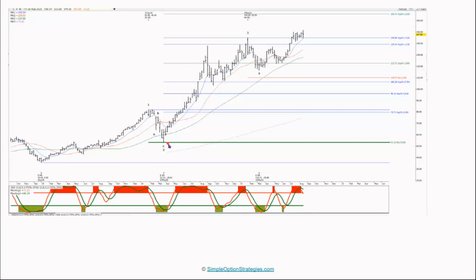So that's the wave 2s. Any questions on wave 2s? Remember, 50% pullback or 61.8% pullback. Okay? No questions? Okay, let's move on to wave 3 projections.